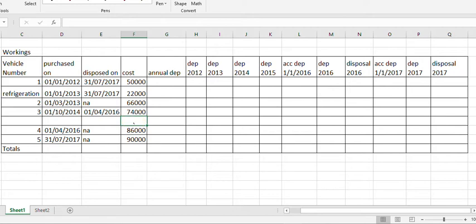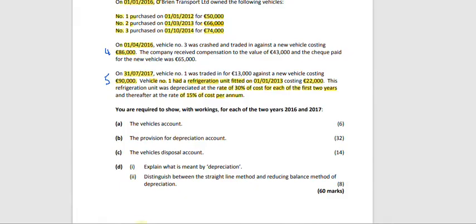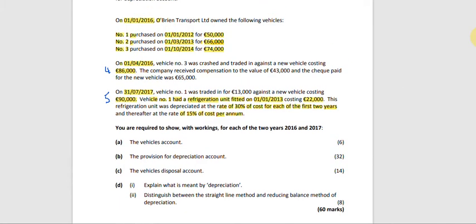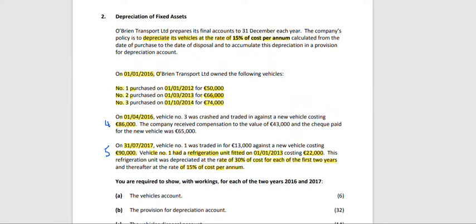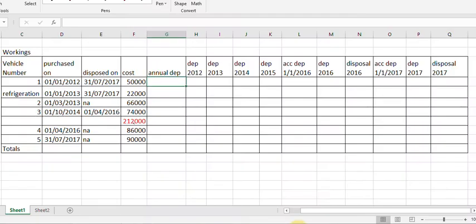So the sum of these will be our opening vehicles account when we get to the T accounts, and I'll mark it in red there. So it's 212,000. Okay, annual depreciation. If we go back to the question, the annual depreciation is 15% of cost per annum, apart from the refrigeration unit, which is slightly different. It's 30% for the first 2 years and 15% thereafter. So I'm just going to work out what the annual depreciation would be.